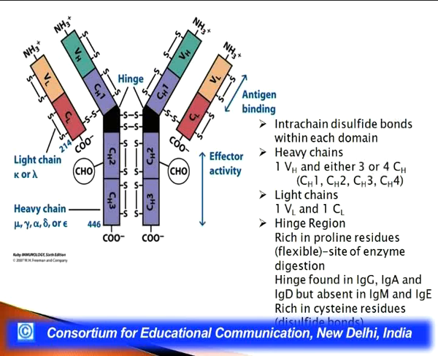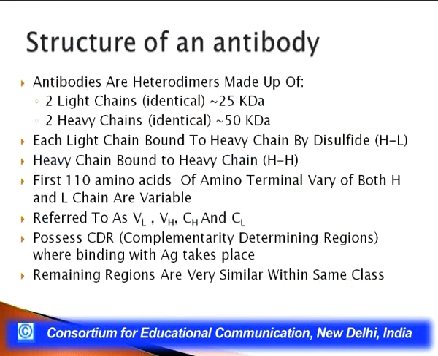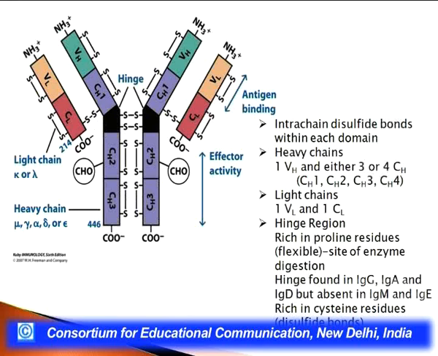For example, the heavy chain has the VH region, CH1 region, CH2 region, and CH3 region, while the light chain has the VL region and the CL region. Now, coming back, each light chain is bound to the heavy chain by disulfide bonds. Again, if you see in this slide, the light chain is connected to the heavy chain by a disulfide linkage.